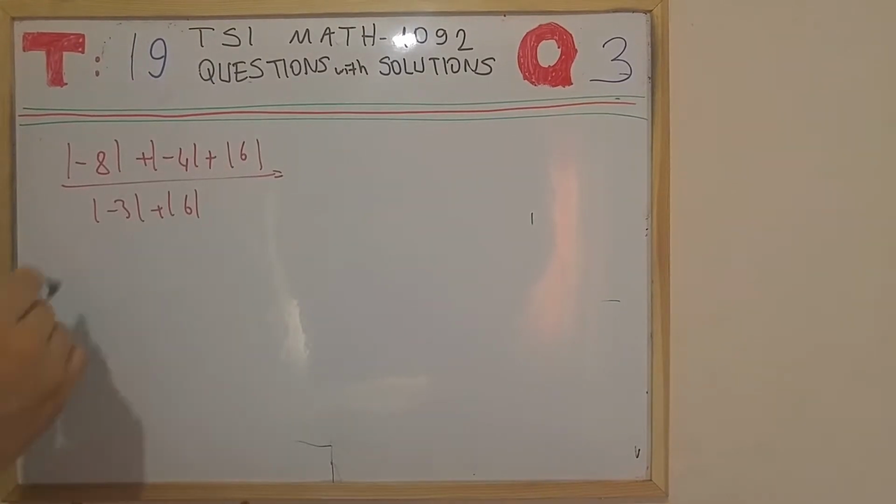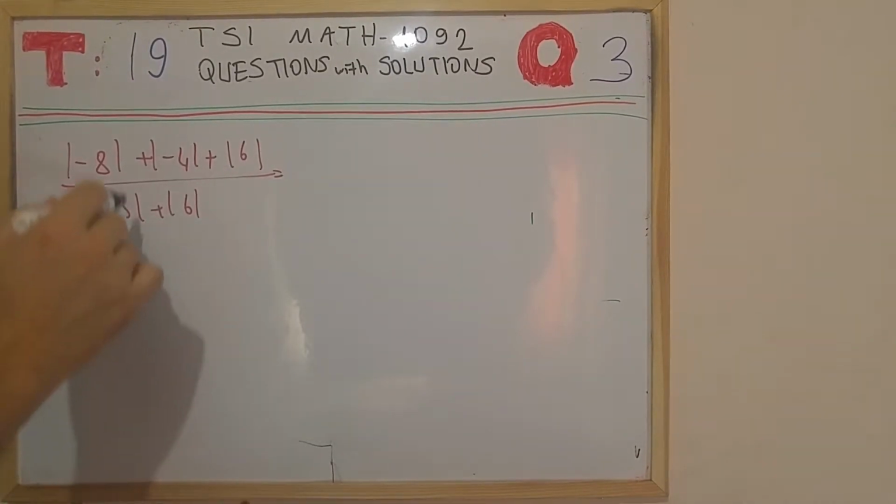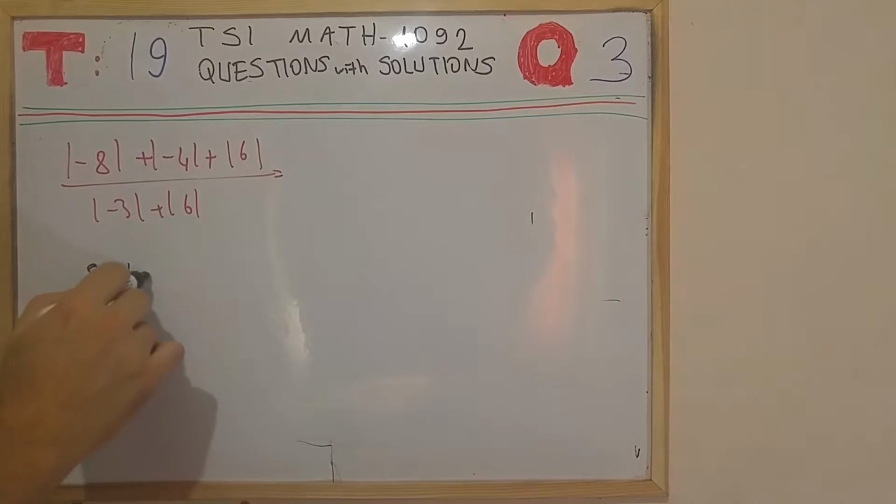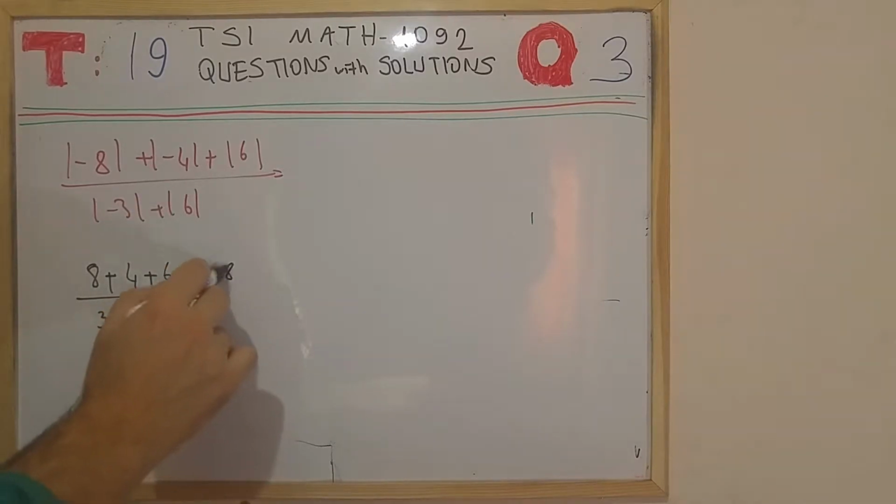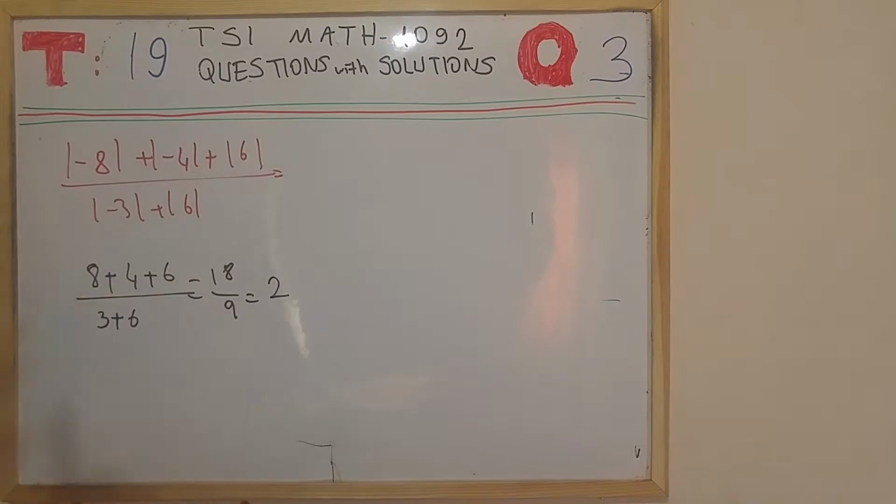Here minus 8 becomes plus 8, plus minus 4 becomes plus 4, and 6 is already 6, over minus 3 becomes 3, plus 6, that is equal to 18 over 9, which is equal to 2.